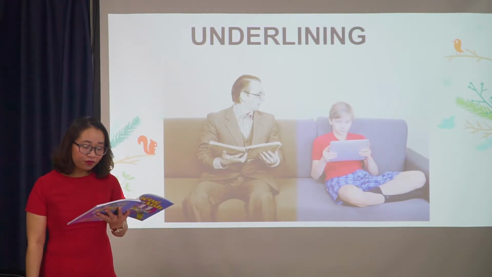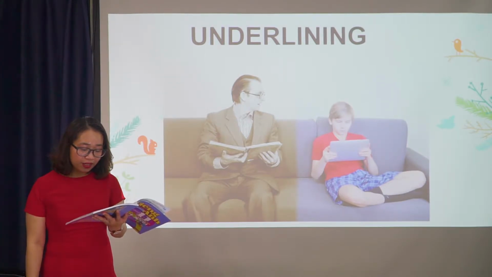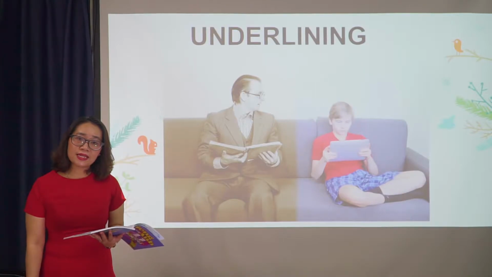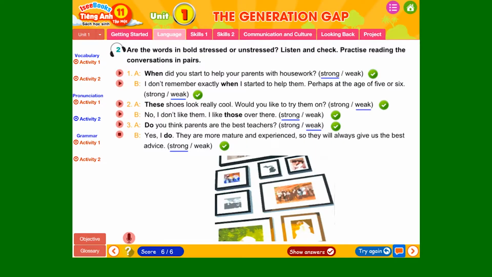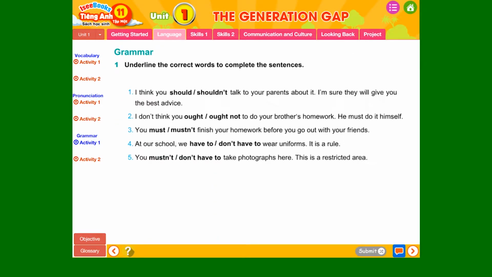Now, let's move to underlining the correct words to complete the sentence. IseeBooks will help you to do this exercise. One. Underline the correct words to complete the sentences. As you study in grammar rules, do the exercise. I think you should or shouldn't talk to your parents about it. I am sure they will give you the best advice.